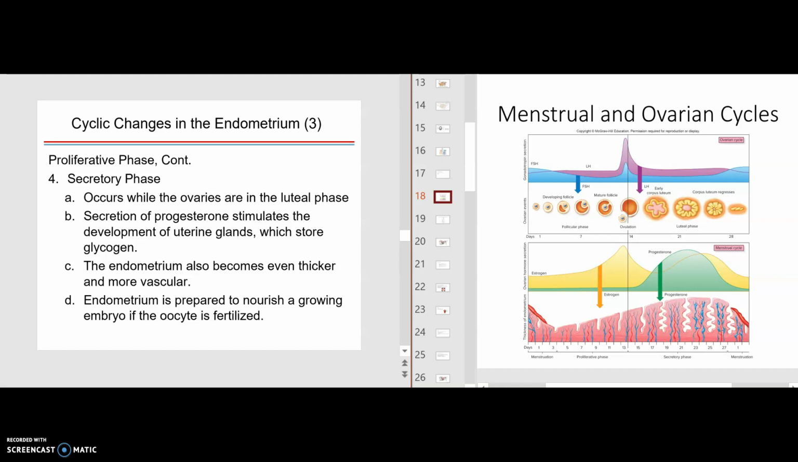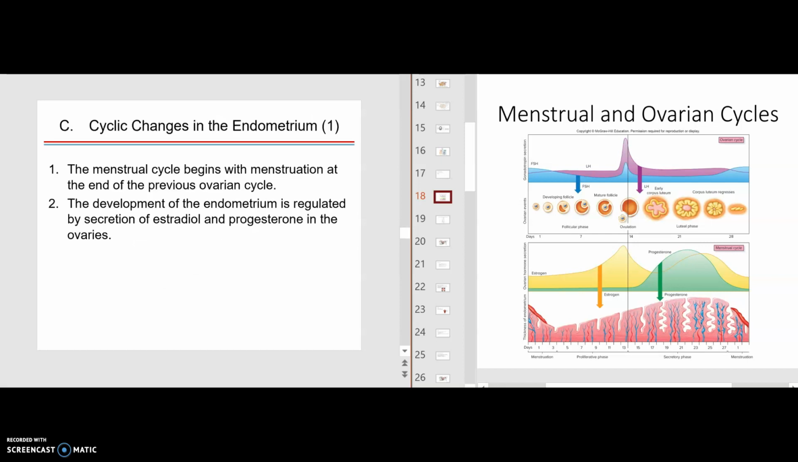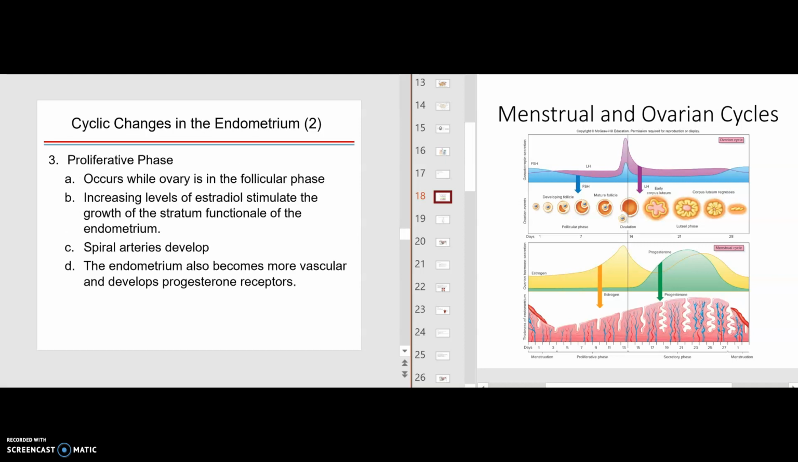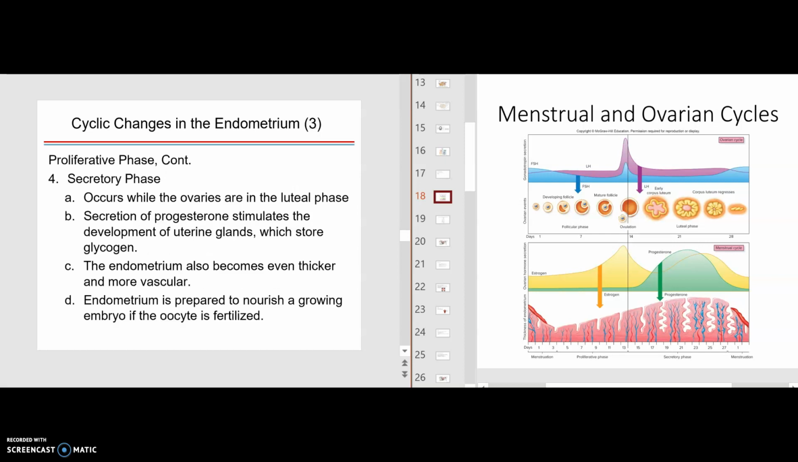Then what will happen? Be sure I didn't miss anything. Then what will happen is the proliferative phase. Now we go into the secretory phase. The secretory phase of the endometrium is after ovulation, and where the endometrium, stratum functionalis, starts to accumulate glycogen within the cells.